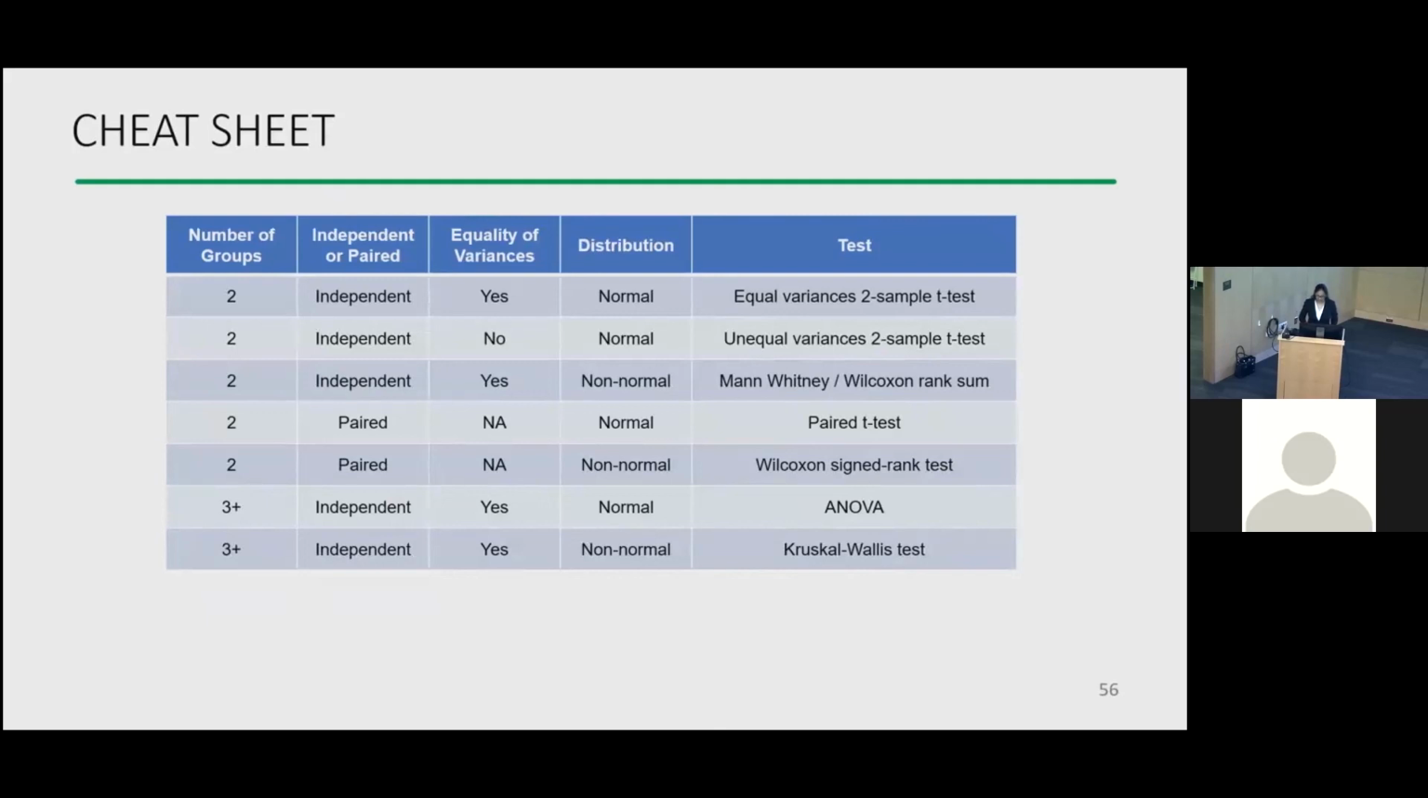However, in case you have any question about the test you should use to look at your data, always feel free to consult your statistician or the core that I work for. And then we can help you explicitly understand the distribution of your data and the type of test to pick.